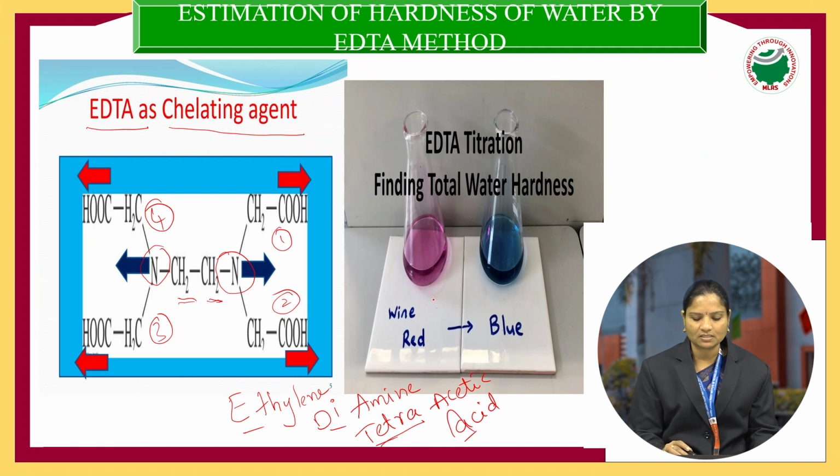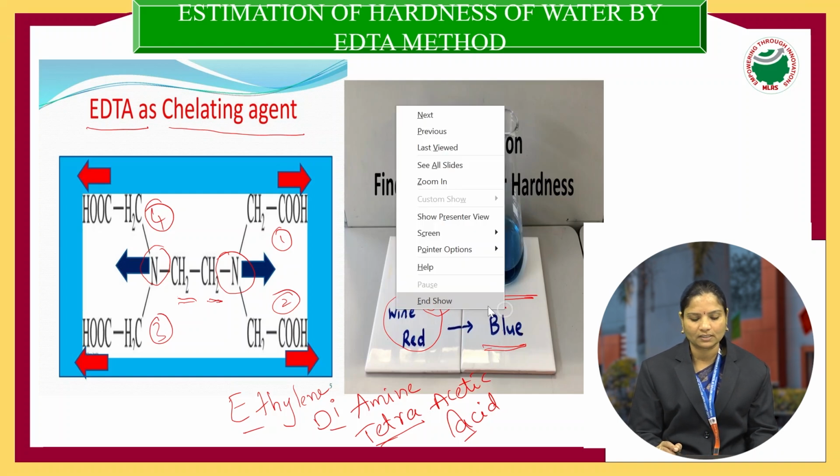In this we are using EBT indicator. EBT means Eriochrome Black T indicator. By titrating with EDTA with the help of EBT indicator, we find out the hardness. Whenever we add the EBT indicator, the color is wine red, and after titrating with EDTA, the color turns to pale blue. So in our EDTA method, the color changes from wine red to pale blue.